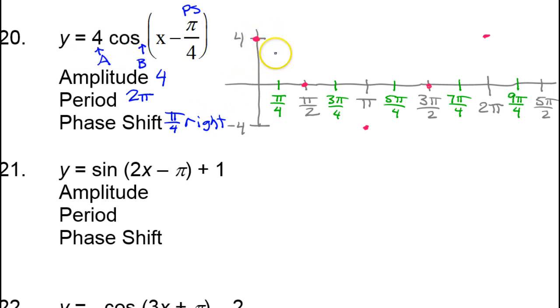Okay, so great. If I move this pi over 4 to the right, it's going to land right here, directly above. If I move this one to the right, it will land here. If I move this one, it'll be here. This one will land right here, and this one will be directly above the 9 pi over 4. So there you go. All right, and that is what the graph of number 20 should look like.